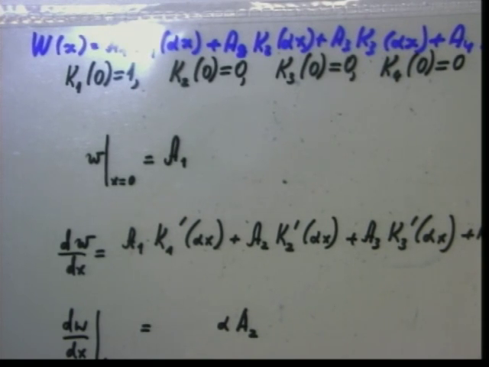So every time I deal with one function. Therefore, this guy did a very magnificent job of finding a very nice set of functions. Now, not only that, w at x equals 0 equals a1. Why? Because a1 times k1, and k1 at 0 equals 1. The rest is 0. So therefore, w at x equals 0 equals a1.